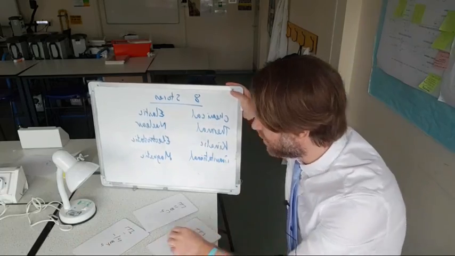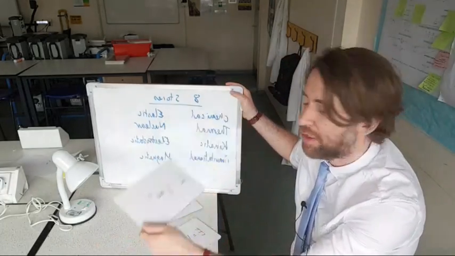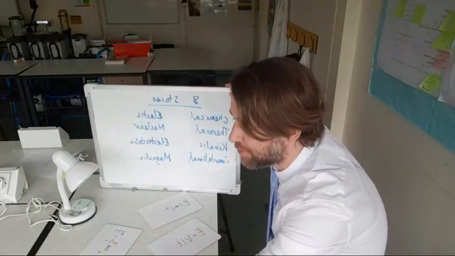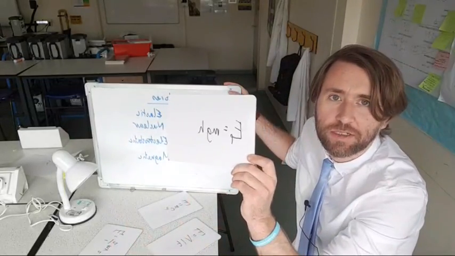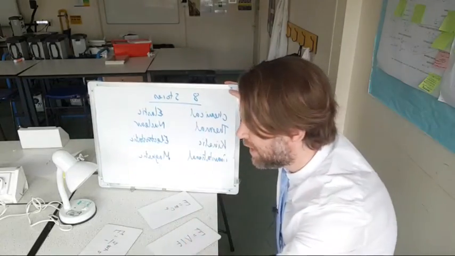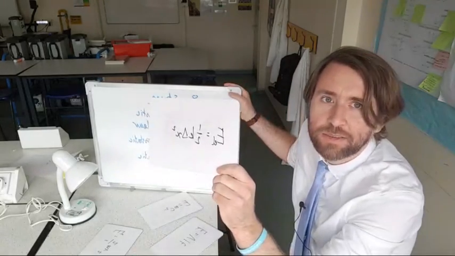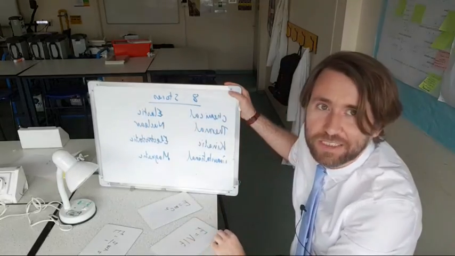The kinetic store is half mv squared. So learn and refer to the equation half mv squared in the exam. The gravitational store is mgh. Gravitational potential energy is mass times gravitational acceleration times height. Then the elastic store is a half k delta x squared. So elastic strain energy, a half times the spring constant times the extension squared.